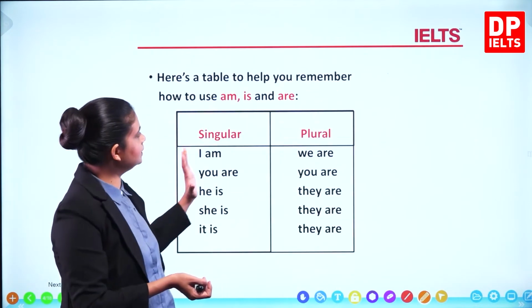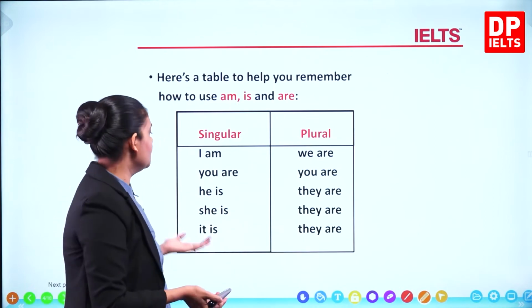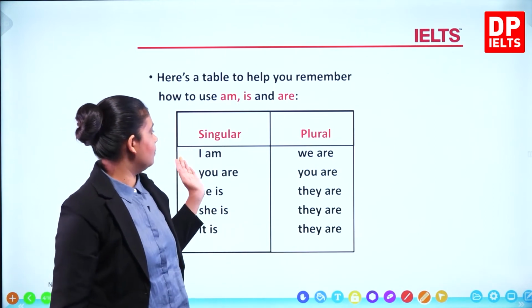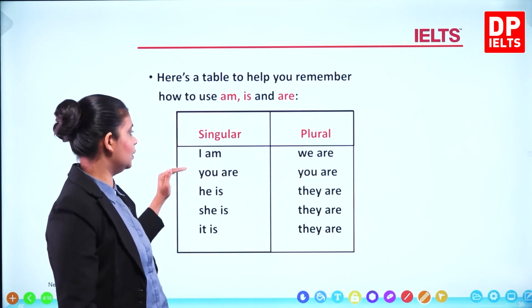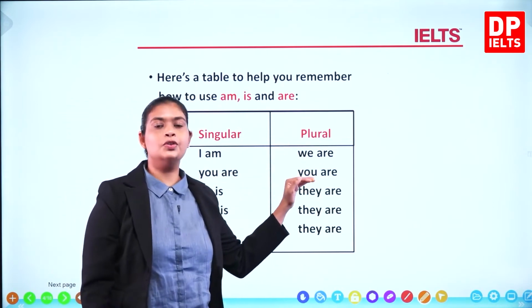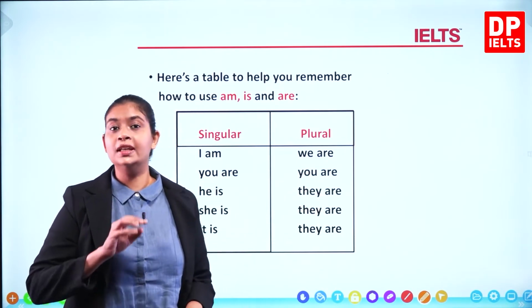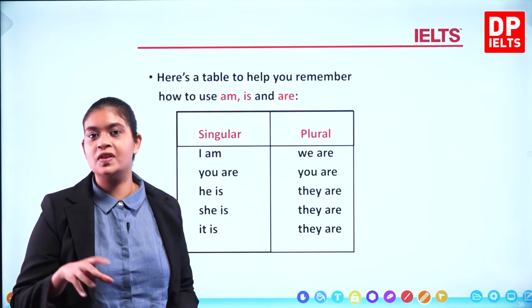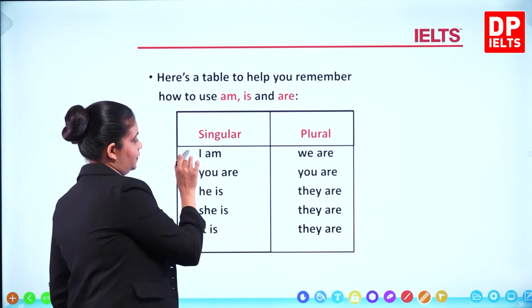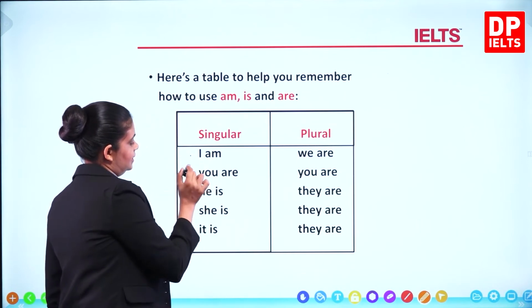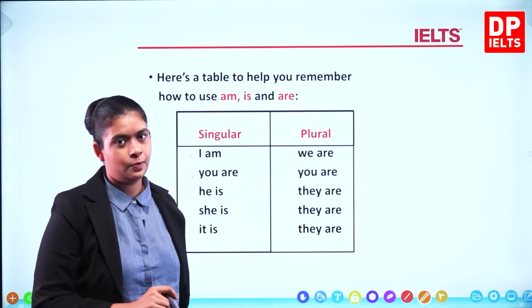Then here is a little table for you to remember what I just told you, right? I am, plural becomes we are. Singular you are, plural also you are. That does not change. If you can remember, when we did the first person, second person and third person, I taught you. So actually this is the first person, this is the second person, and these are third person examples.